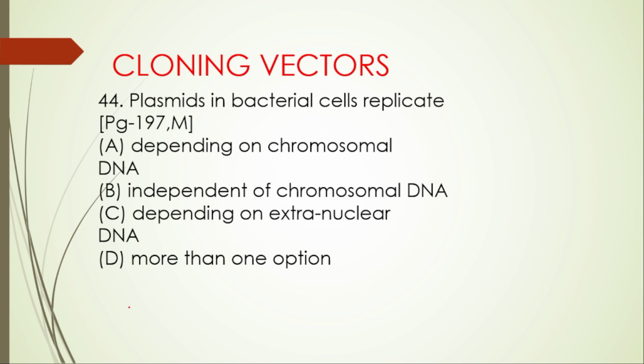Now questions from cloning vector. 44th question. Plasmids in bacterial cells replicate A. Depending on chromosomal DNA, B. independent of chromosomal DNA, C. depending on extranuclear DNA. More than one option is right. So here the right option is option B, independent of chromosomal DNA. Plasmid in a bacterial cell replicates independent of chromosomal DNA. That is, it does not depend on the main chromosomal DNA at all.